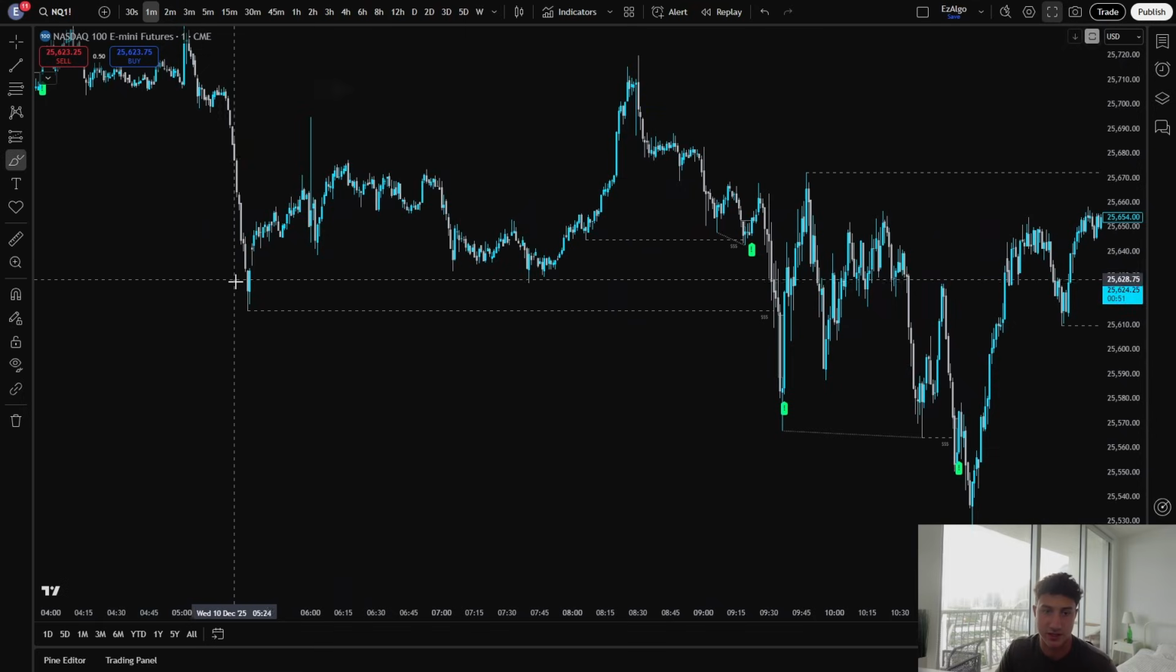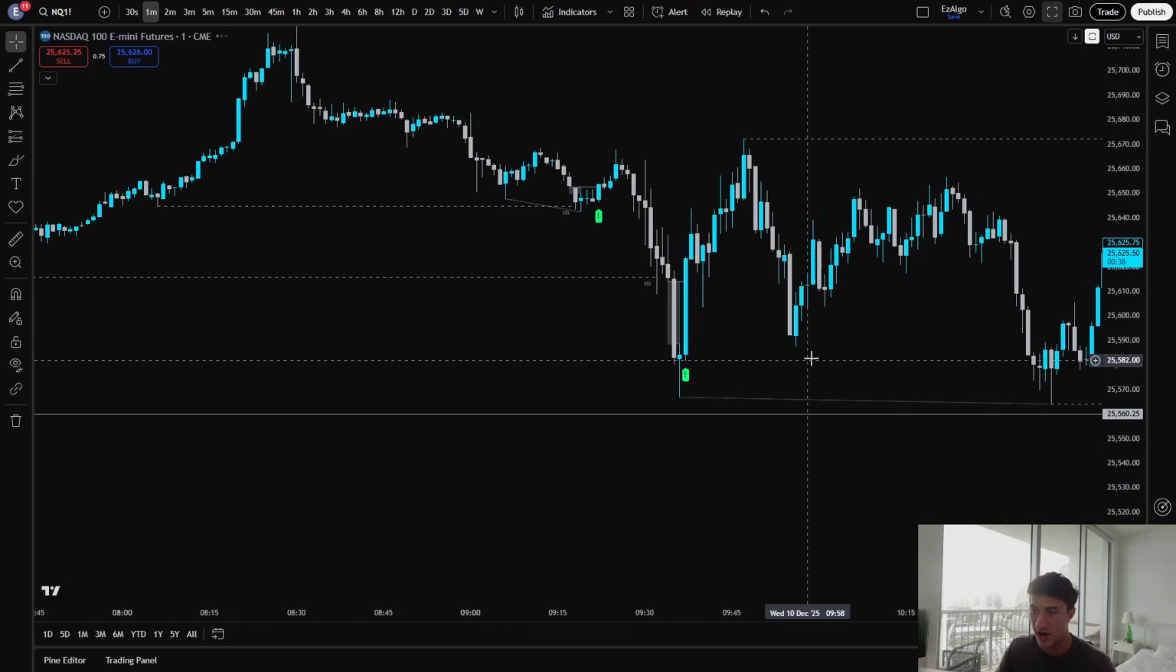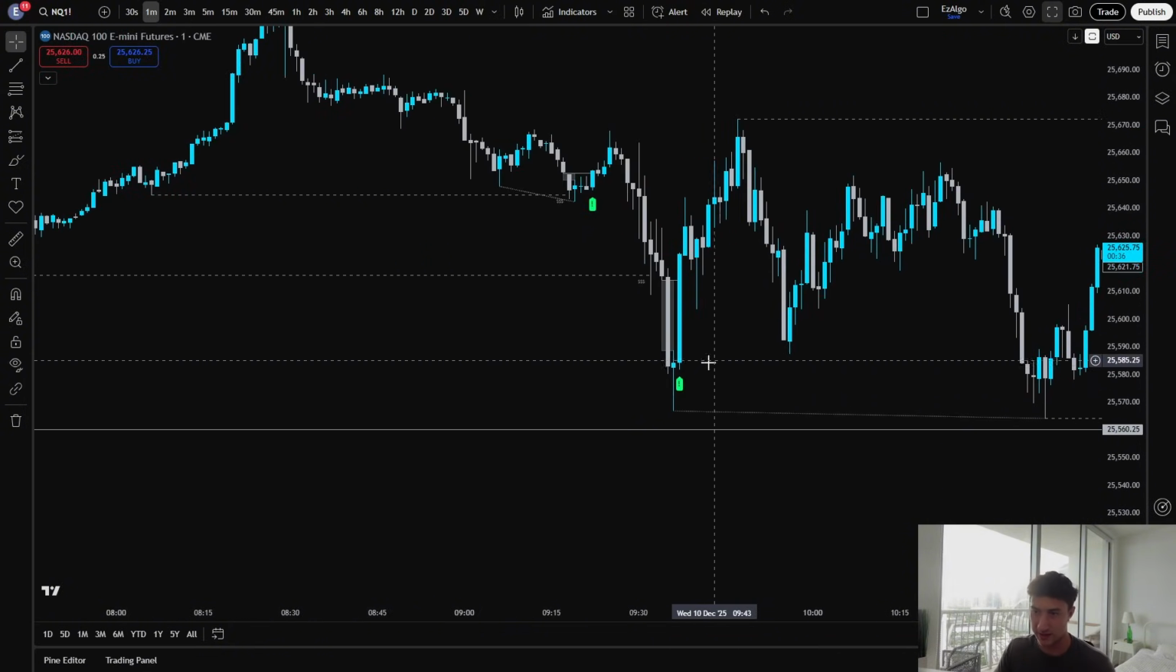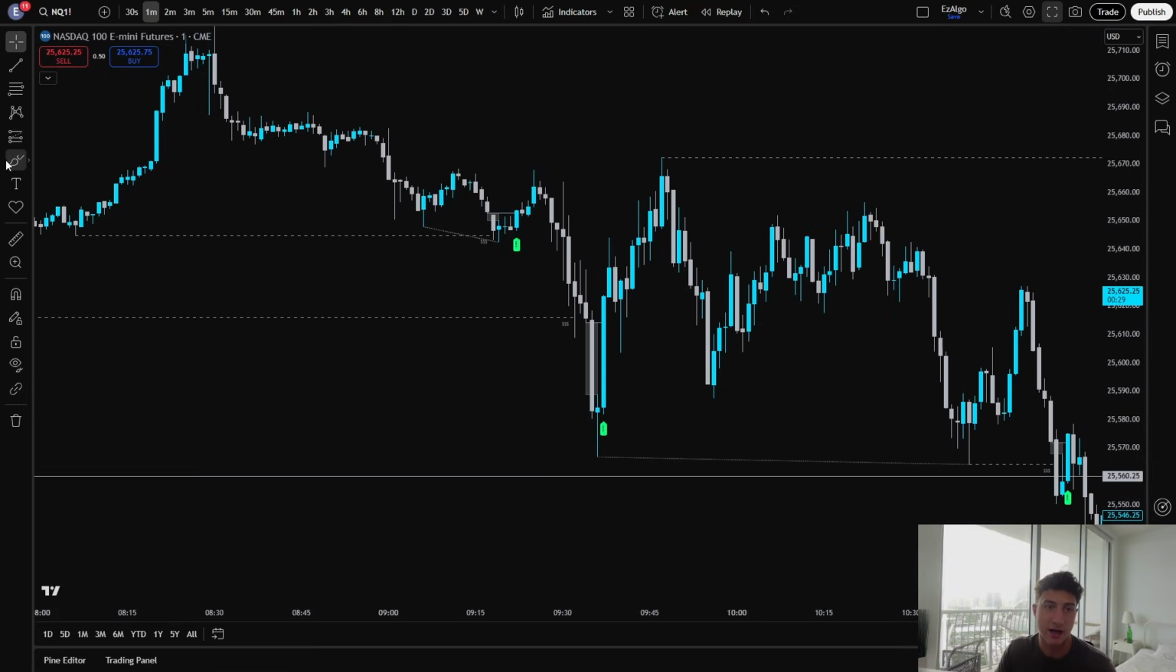You can see that price sweeps this low to the left here. Now we did not see a sweep of the previous day low. So we did not have a sweep of external liquidity in this case. However, this would still be a valid trade, not an A+ setup. This would still be a valid trade because we had this very nice equal high target.